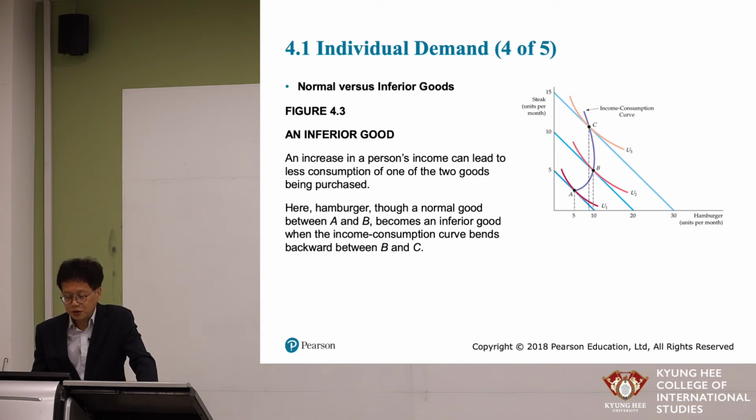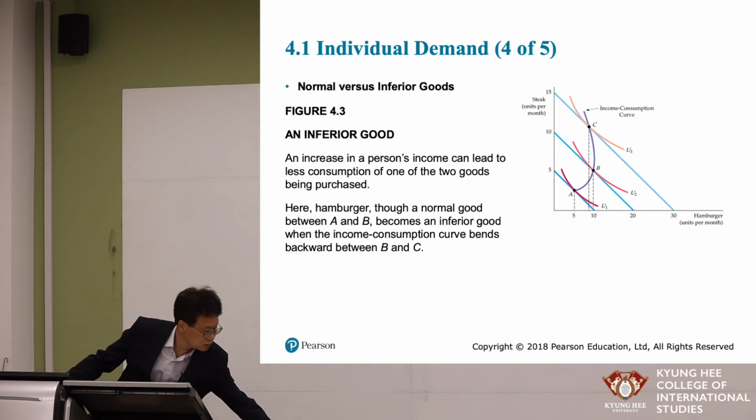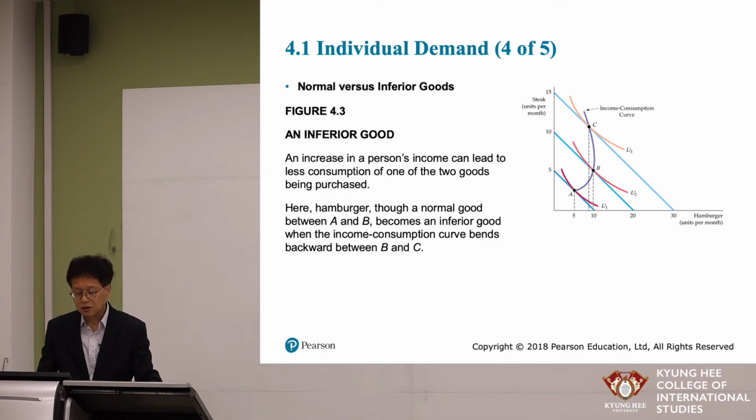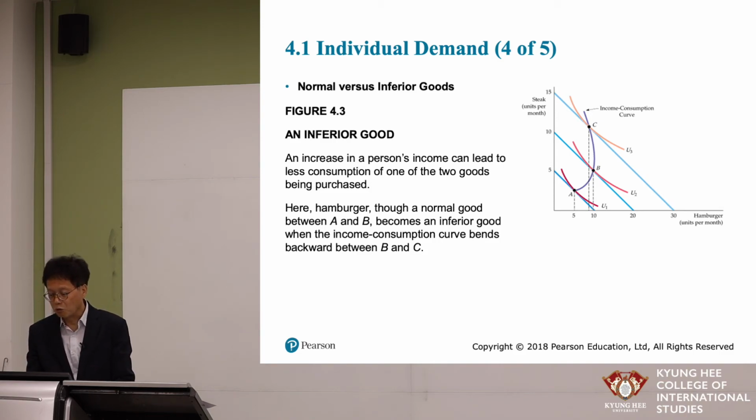Normal versus inferior good. What is an inferior good? An increase in a person's income can lead to less consumption of one of the two goods being purchased. Then we said inferior good. Here, the X variable is hamburger, the Y variable is steak, demand for consumption of steak, right? Your income increased, then what happened? Your income increased, then the budget constraint shifts above like this, and the consumer solves the utility maximization problem again.